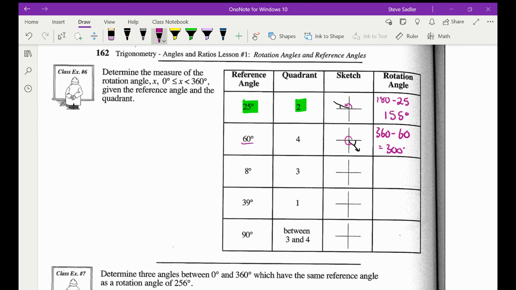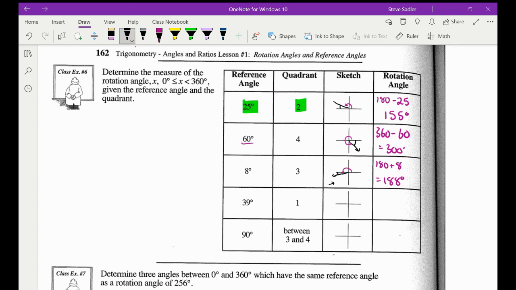So now we're doing 8 degrees, but in quadrant 3. Quadrant 3 is this one over there, and it's only 8 degrees, so it's somewhere like that. It's very close. The rotation angle is going to be all the way around, so it's going to be 8 degrees more than 180. It's 180 plus 8, and that gives you 188.